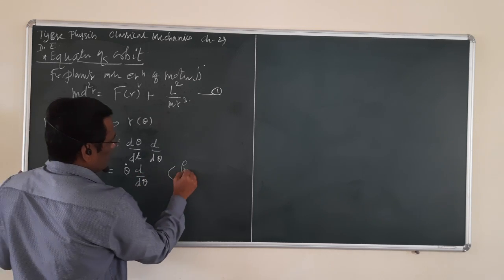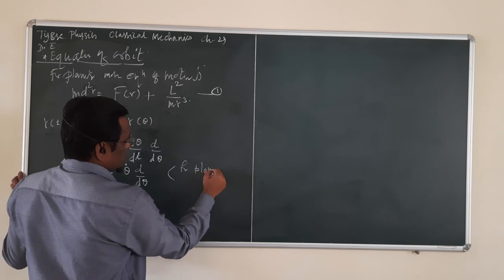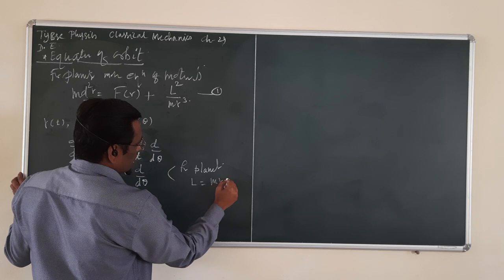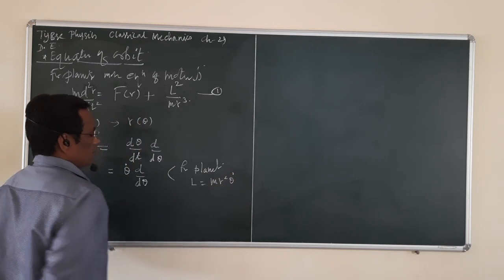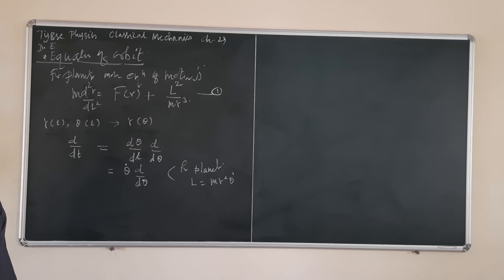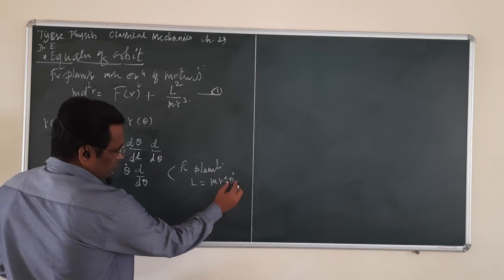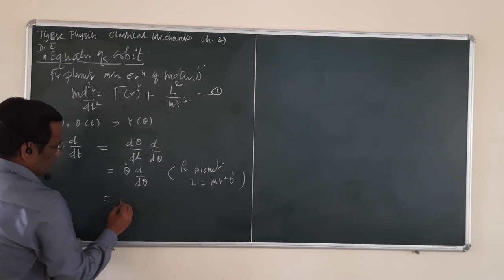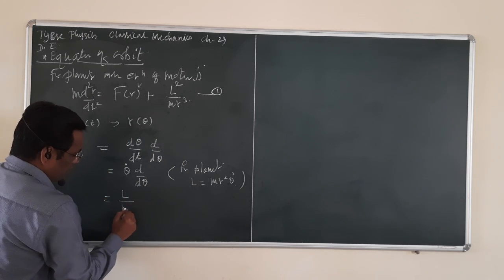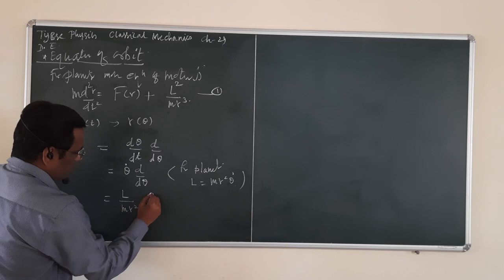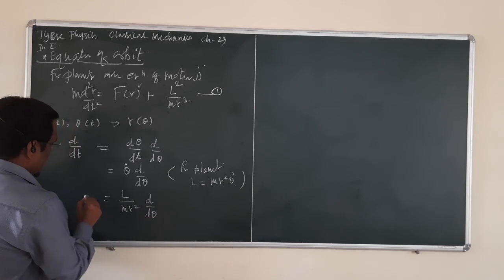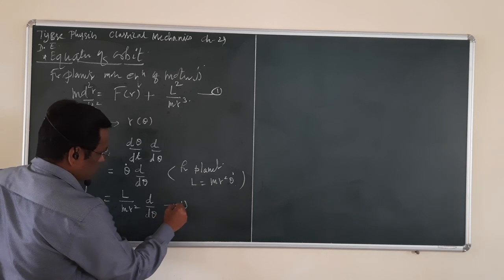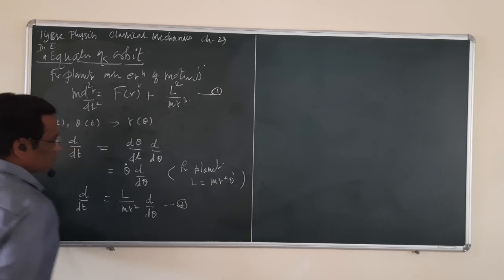And we know that for planetary motion, the angular momentum L is m r square theta dot. So from this equation, we can write theta dot as L divided by m r square. So this will become L divided by m r square into d by d theta. Call this equation number 2.